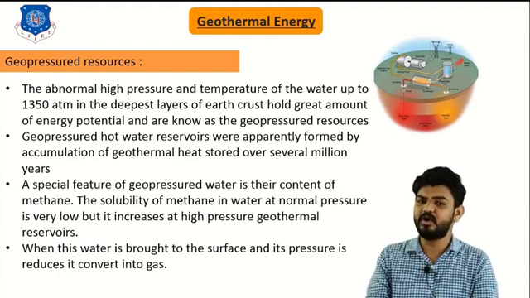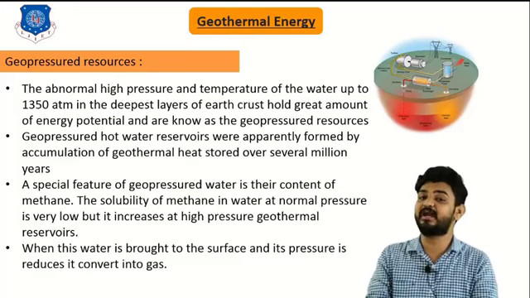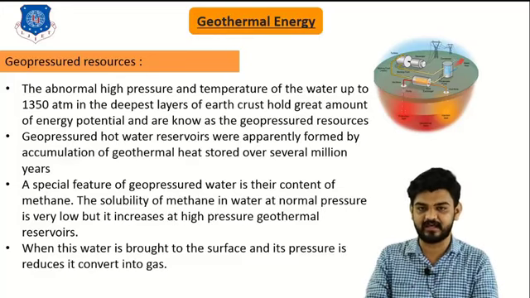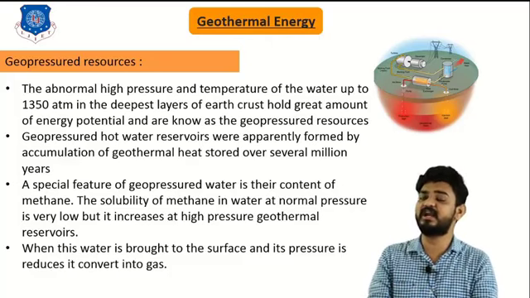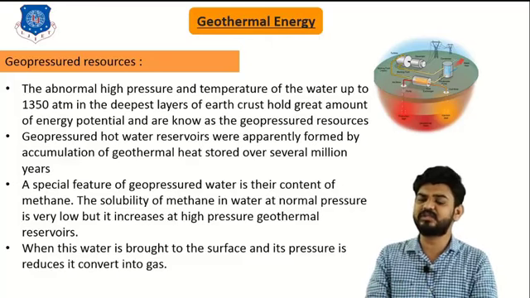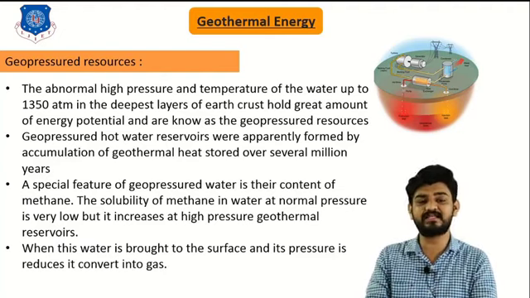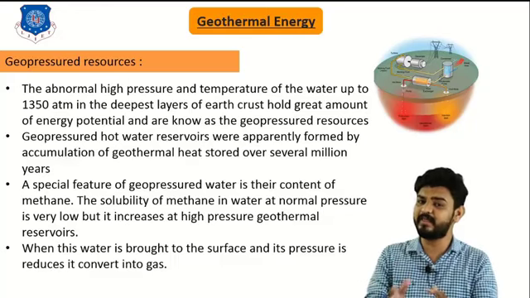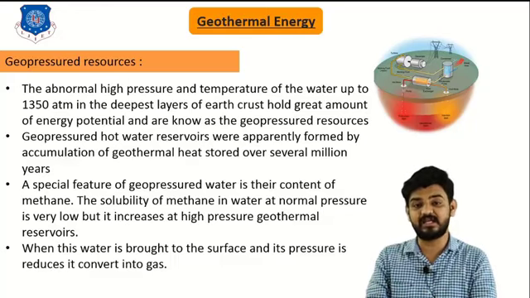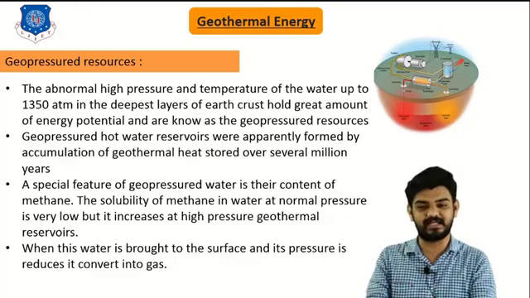So we know that at the core of the earth the temperature and pressure are significantly high, as high as 1350 atmospheres. The gas present near the core of the earth is very hot, so we can utilize this heat energy in some other form to produce electricity or maybe for space heating.